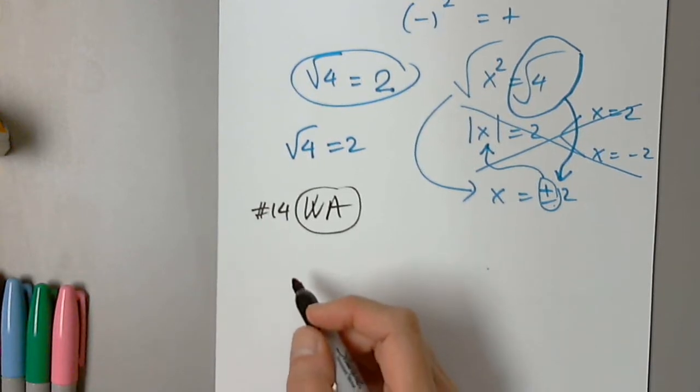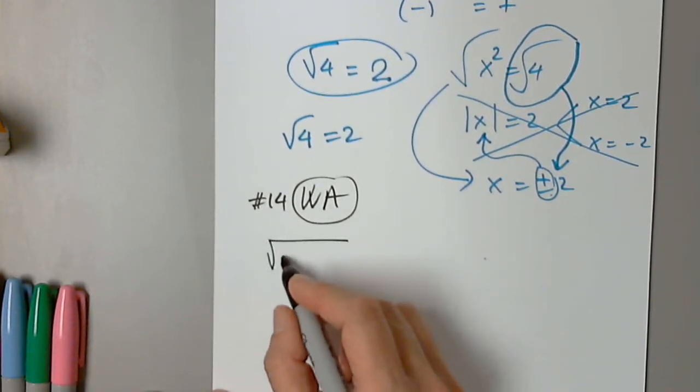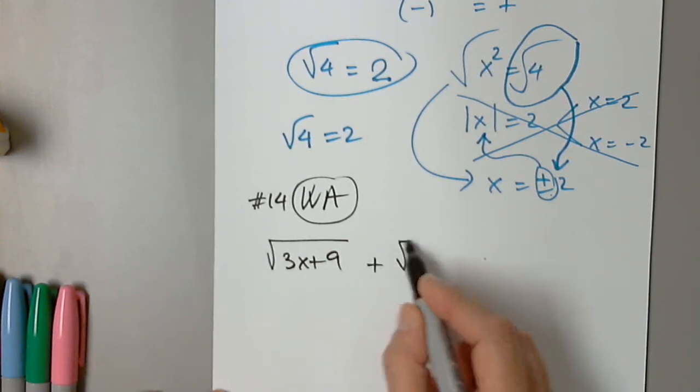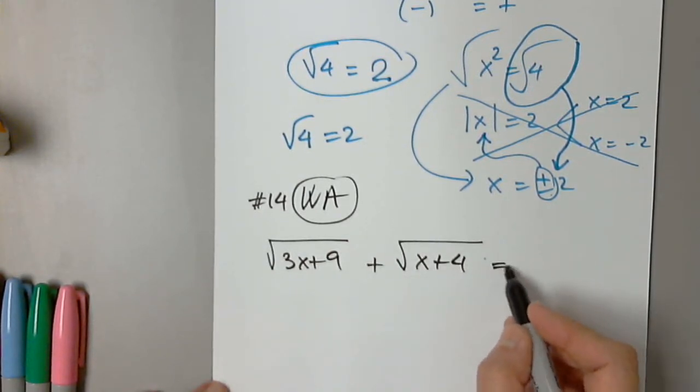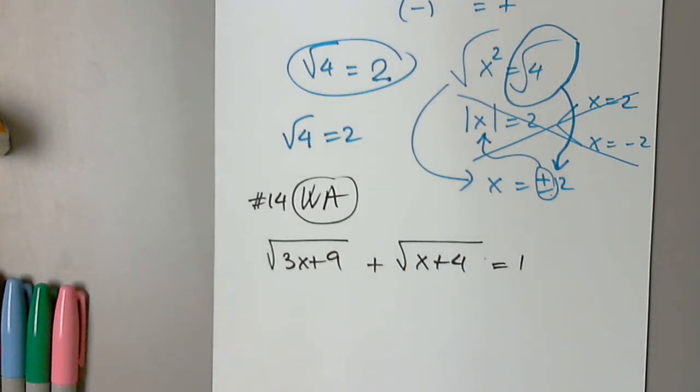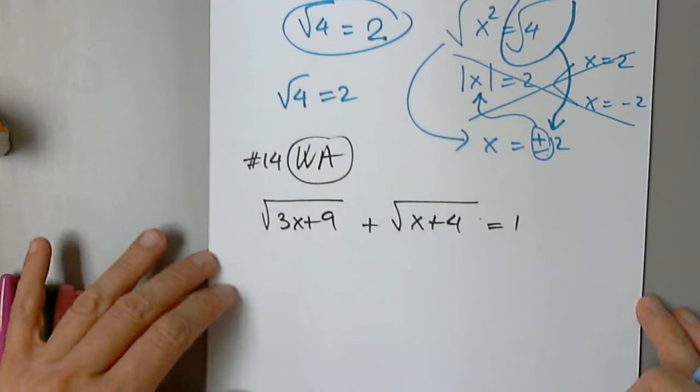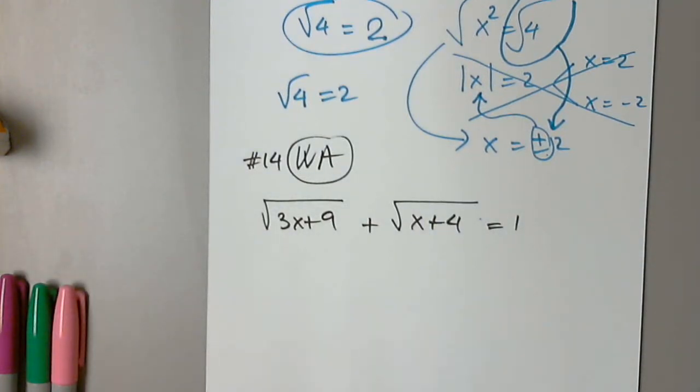Okay, so the square root of 3x plus 9 plus the square root of x plus 4 equals 1. Just to be sure, we did one with 2 radicals, right? So that's a note for myself: every time we have a radical equation with 2 radicals, it is easier to solve if we move one radical to the other side, if they are not already separated. Do I have to do this? No. It is wise to do it, though.